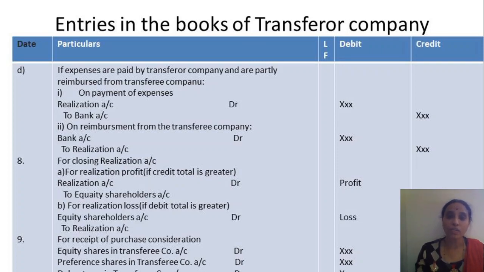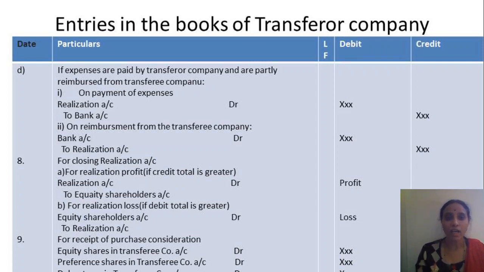On reimbursement, it is partly reimbursed. When partly reimbursed, for whatever amount is reimbursed, what entry do you make? Bank account debtor, because money comes in. From where? From the transferring company. To realization account, because partly it is reimbursed from the transferring company. So here, bank account debtor to realization account, the amount realized by the transferor company from the transferring company should be taken in the amount column.